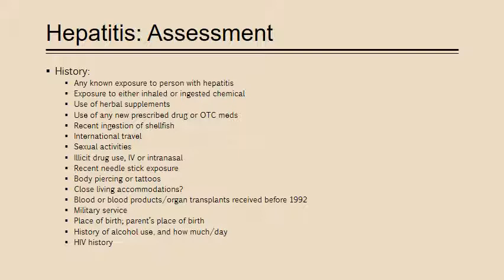Place of birth, parents' place of birth. Are they born outside the country and therefore at a higher risk of having the disease and not knowing it from where they previously lived? History of alcohol use and how much per day, and what is their HIV history.